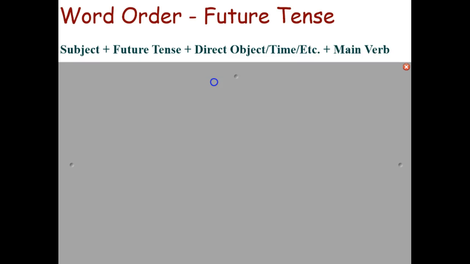The word order when working with the future tense is going to be a bit of a change for us. We're going to have the subject followed by the future tense, so the form of werden, followed by a direct object, time reference, or any other part of speech, and then the main verb is going to the end of the sentence.